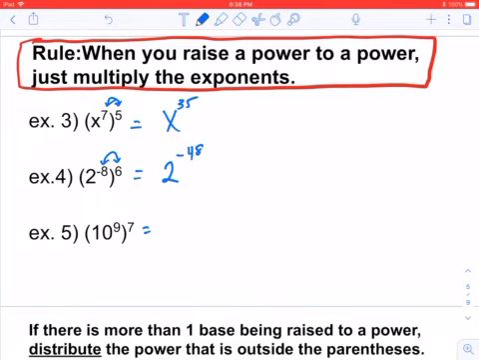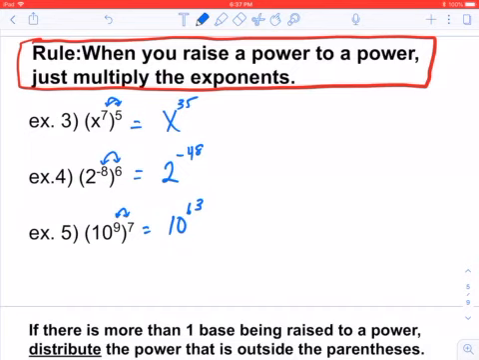Next one, you have 10 to the 9th and the whole thing is raised to the 7th, you're just going to multiply those two exponents. So we get 10 as our base, and it's raised to the 63rd power. That's it. So I want to emphasize, we are not looking at multiplication problems here.